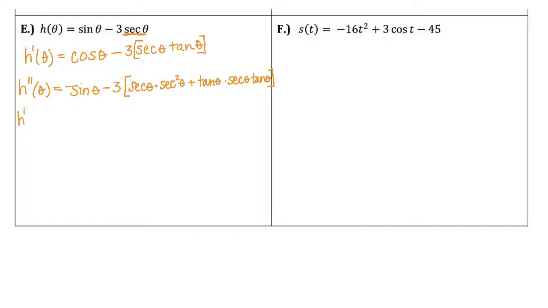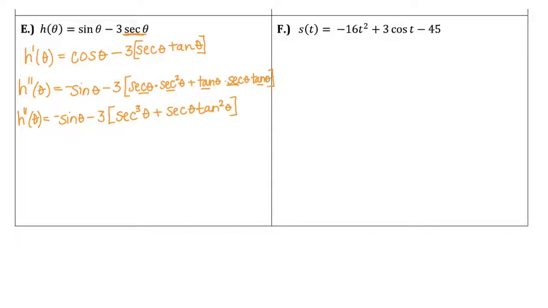All right. And so let's see what we can put together here. We've got h double prime at theta. It's going to be negative sine theta minus 3 times, and then in here we're going to have secant cubed theta plus secant tangent squared. So we have secant theta and then times tangent squared theta. And that would be about as simple as you would need to get it. That should work.